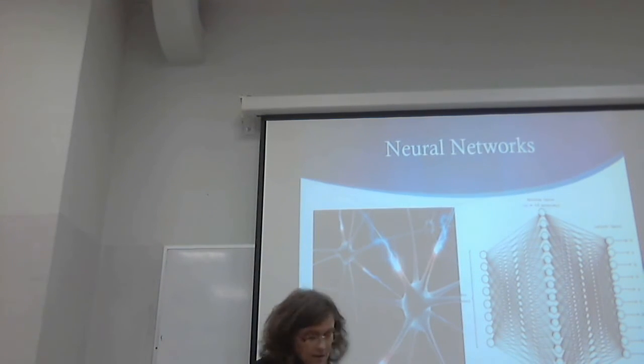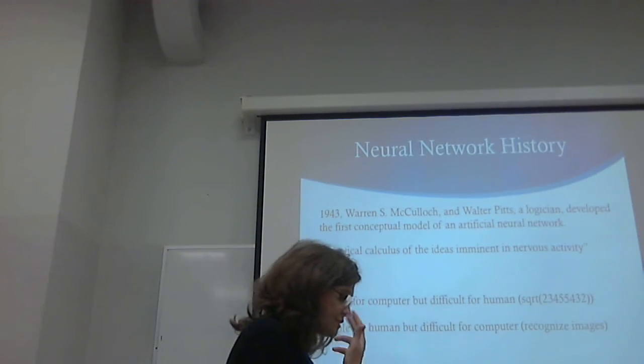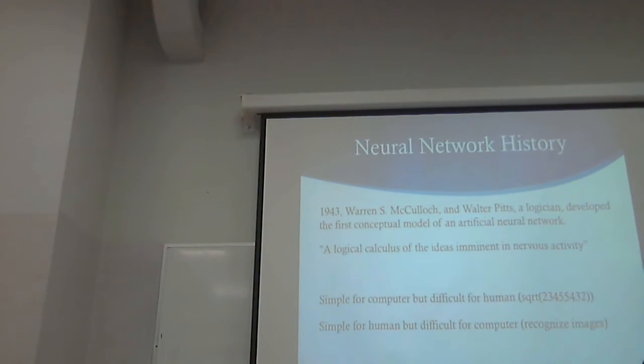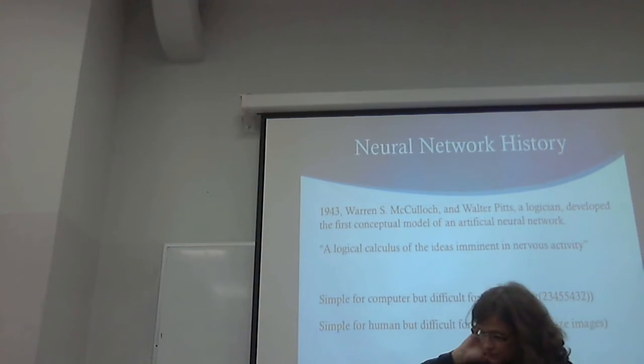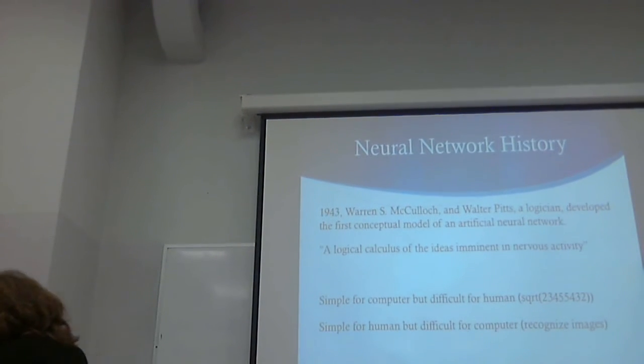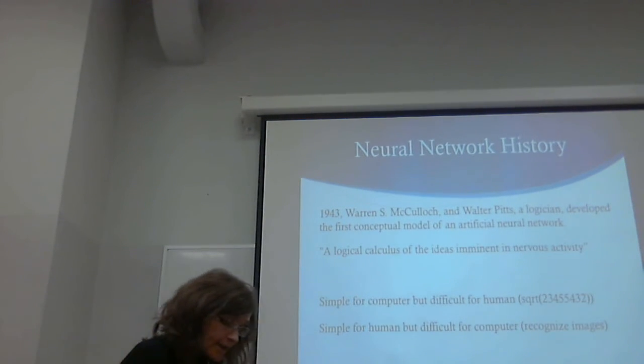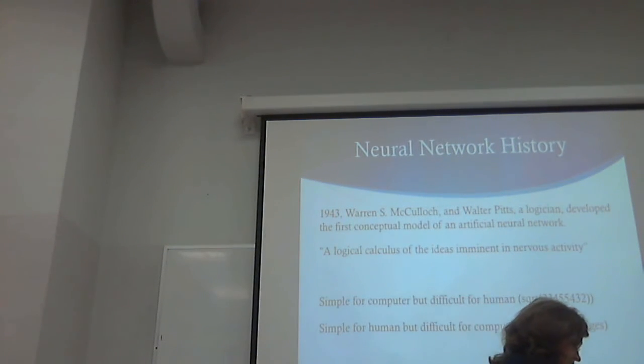This same idea was used in the neural network, which started the idea of using this kind of logic for computations and calculation, as early as 1943. There was a first conceptual model showing that it's possible. And the question is, some tasks are difficult for humans and easy for computers, and some tasks are easy for computers and difficult for humans.